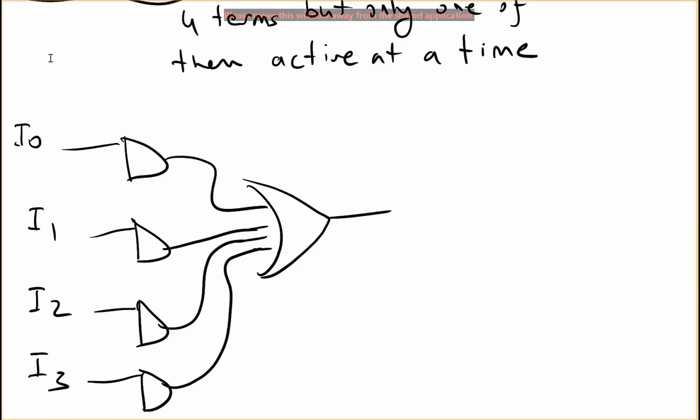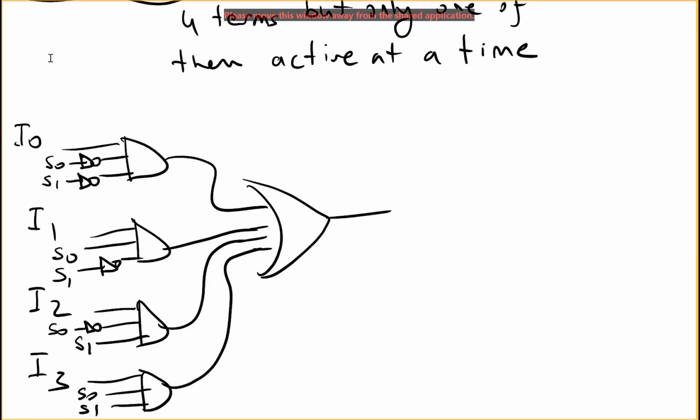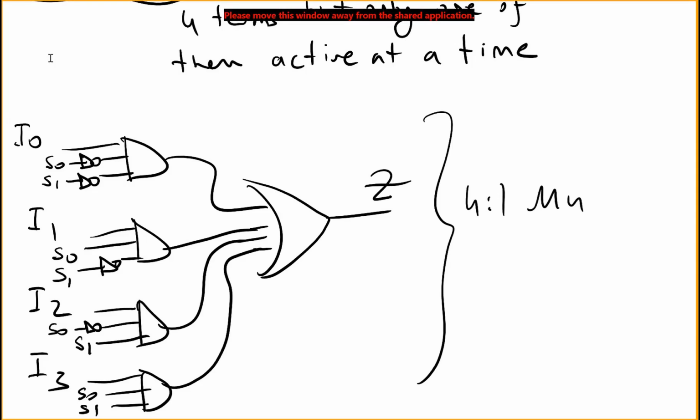So how do I make sure I am selecting only one of them? I will be having the select signals S0 not and S1 not here. So we have S0 directly, S0 is 1 and S1 is inverted. For I2 I have S0 not and S1. For I3 I have S0 and S1 together. So this will be my Z. So this is a 4 to 1 mux. The idea is the same as the 2 to 1 mux, right? So this was the 4 to 1 mux.